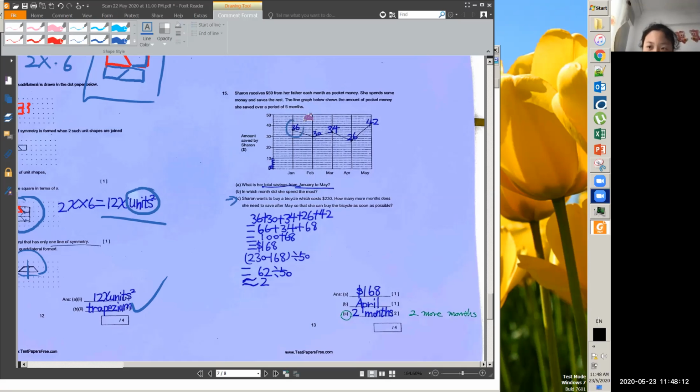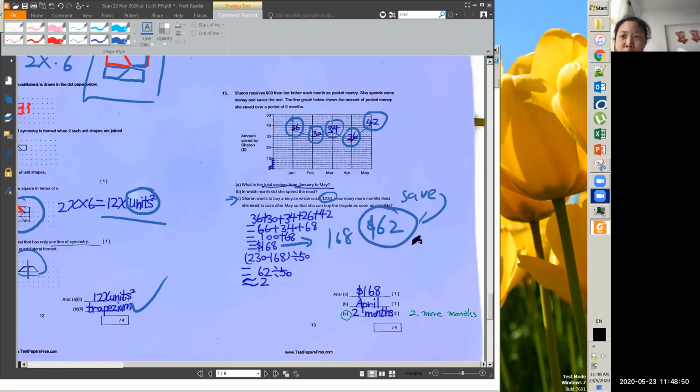So January she saved 36, 30, 34, 26, and 42, right? So yes, you just add them up. What do you get? You get 168, right? Am I right? Yes. Okay, then now you ask yourself, in order to buy a bicycle, which is 230, so you minus. Very good. So you get $62. So that means in order to buy the bicycle, Sharon still has to save this much, $62.